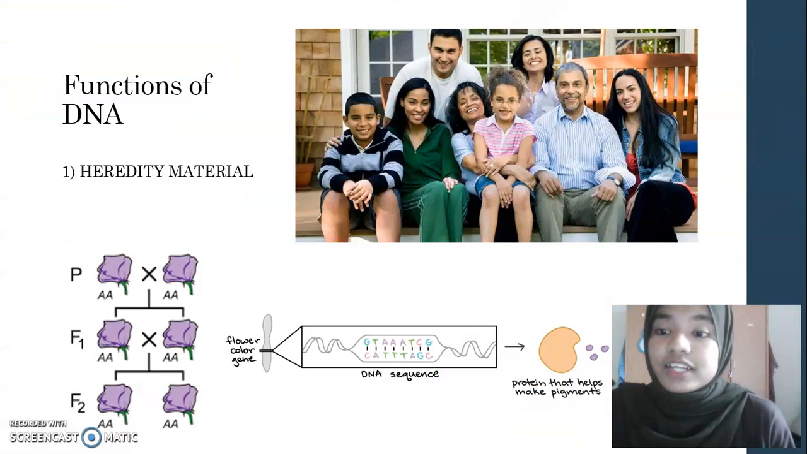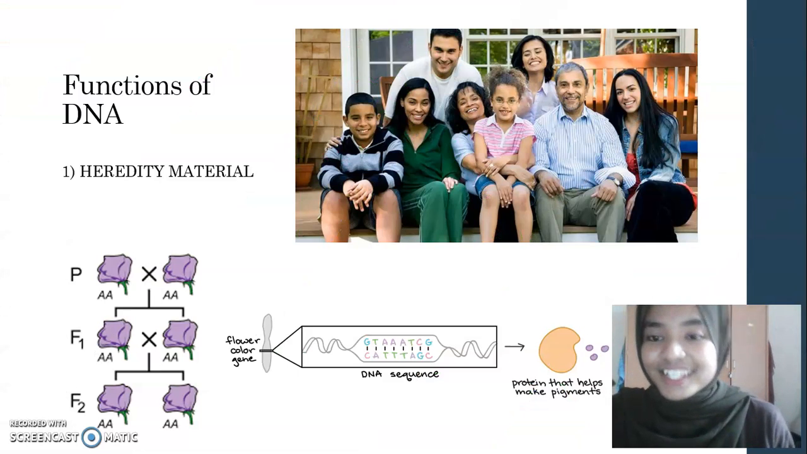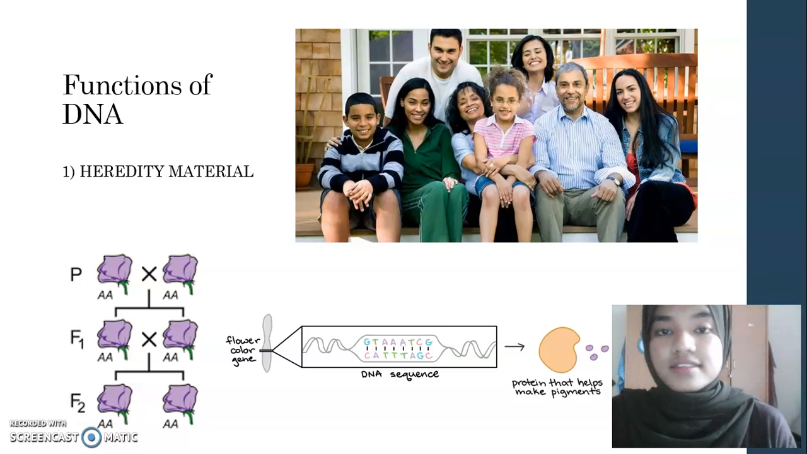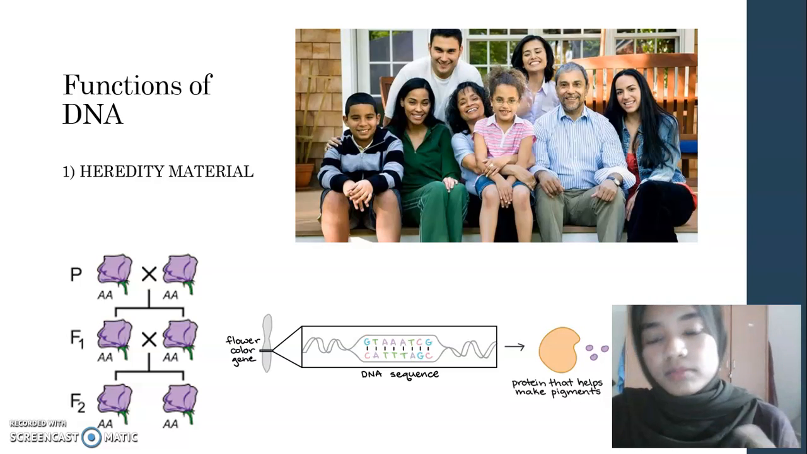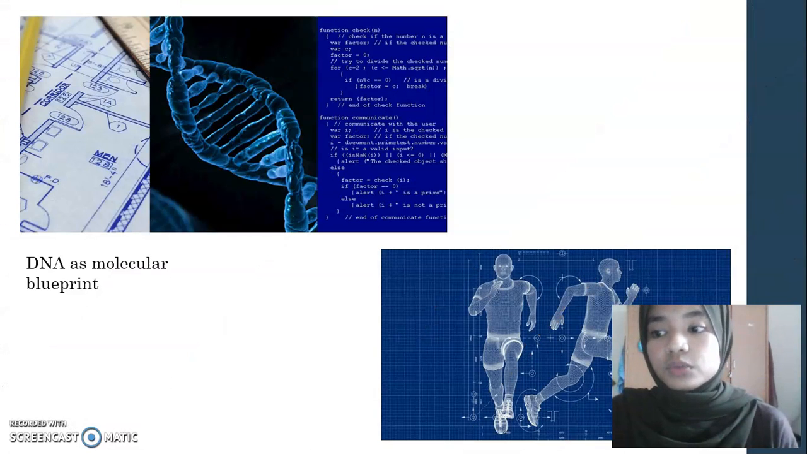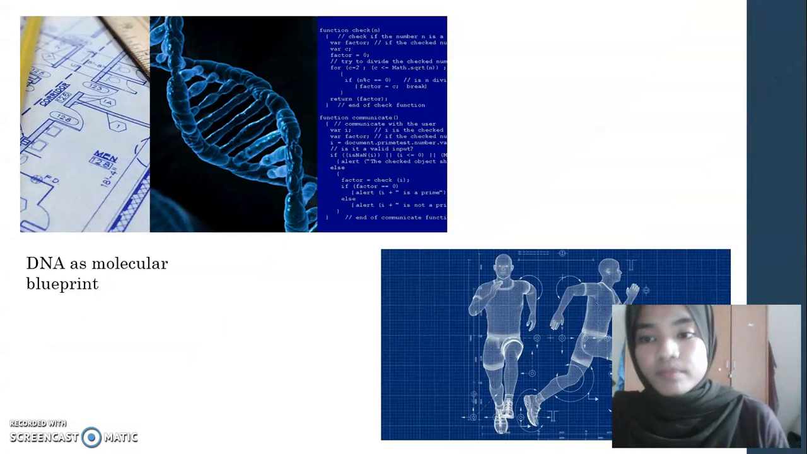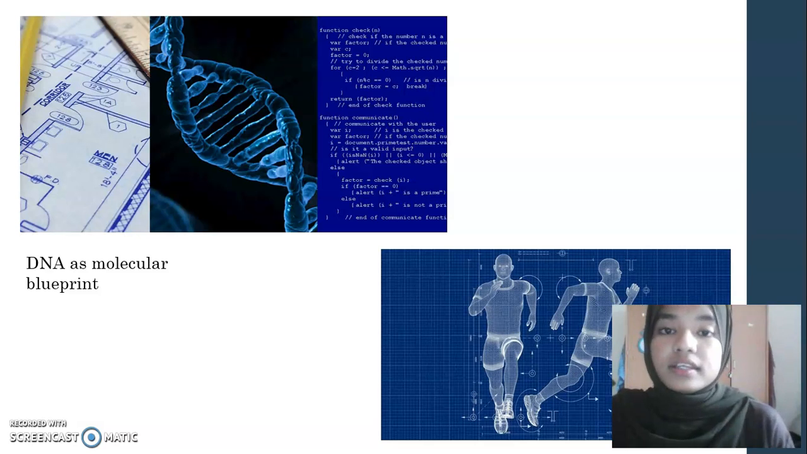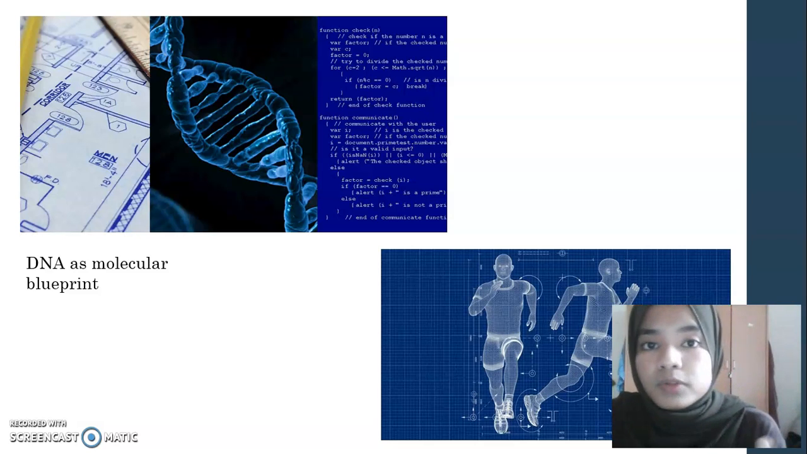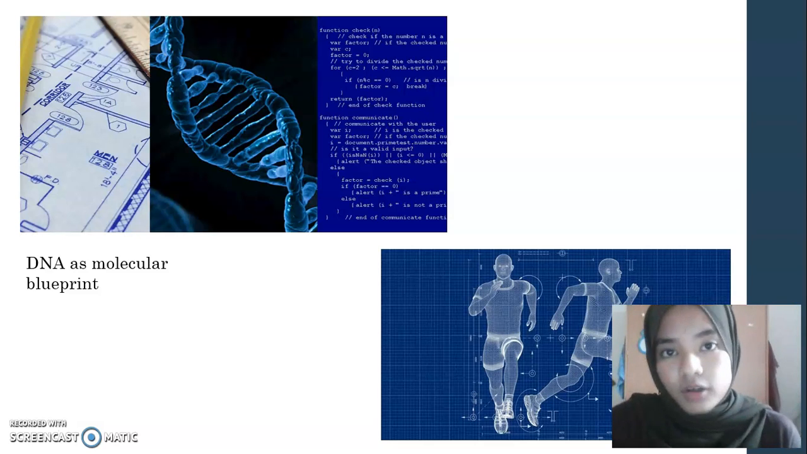We proceed to the functions of DNA. The main function of DNA is as heredity material. The genetic information stored in the nucleotide sequence of DNA helps in the synthesis of proteins and polypeptides, and it also transmits the information to daughter cells or offspring. Thus, DNA is called the molecular blueprint or thread of life.